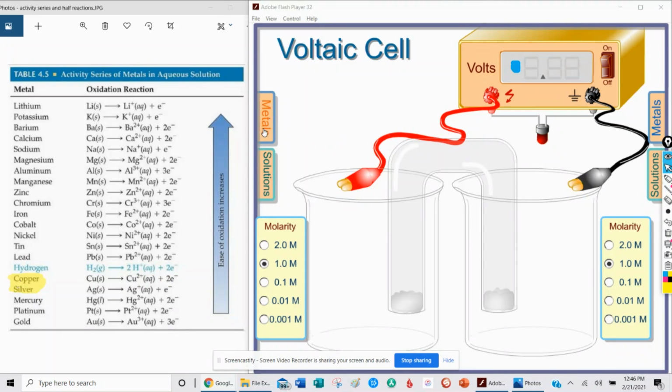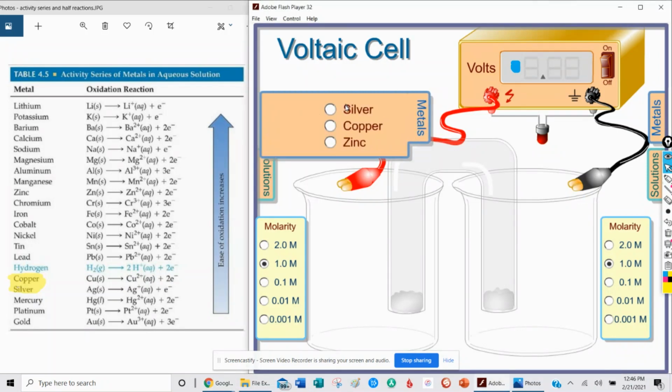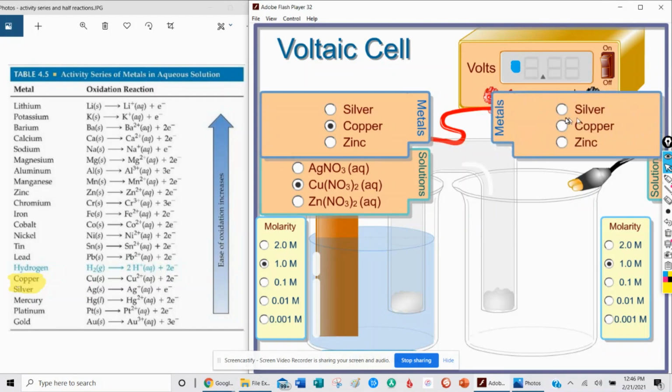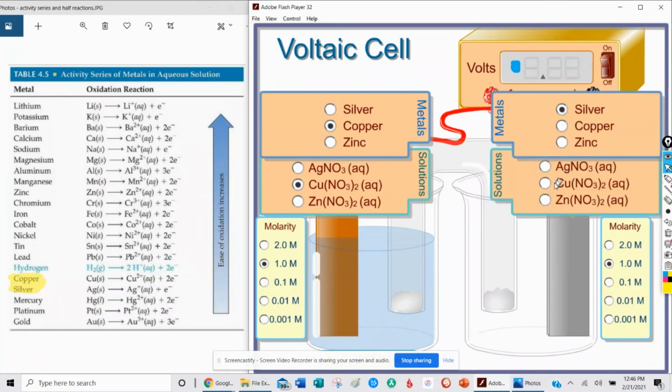So let's first start with copper and silver. I'm going to pick copper on the left because we've been looking at anodes on our left. That doesn't always have to be the case. It's going to be in copper nitrate. And then we'll look at silver on the right and silver nitrate.